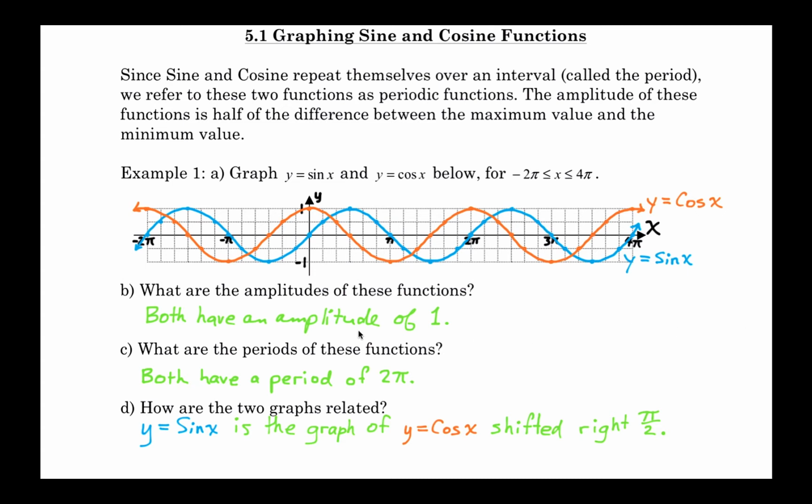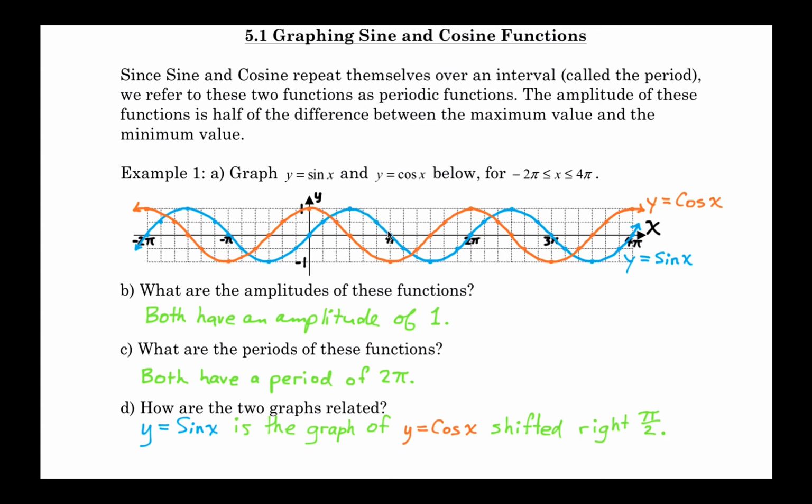Now, I mentioned about amplitude that you can figure it out in a few different ways, either going from the high point to the low point, which is 2, and taking half of that, which is 1. The other way you can figure out the amplitude is going from the middle and asking how much do you go up from there, 1.